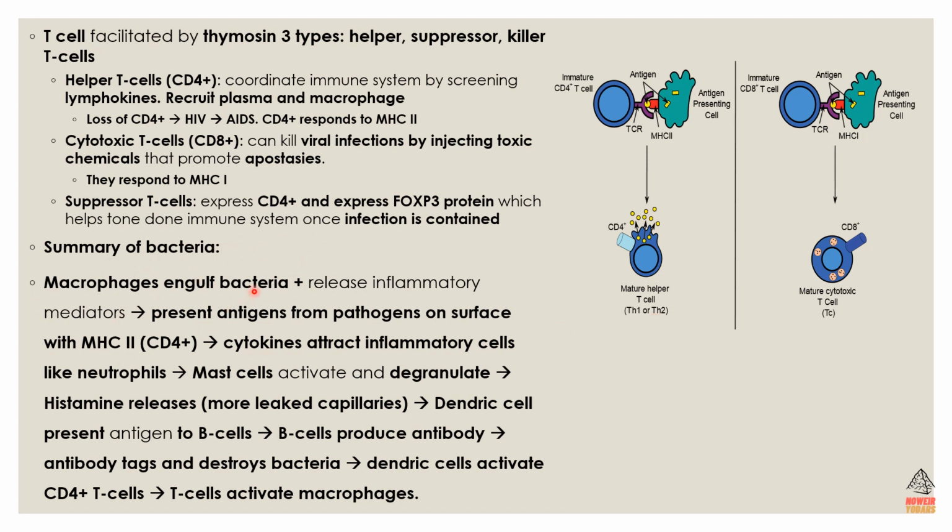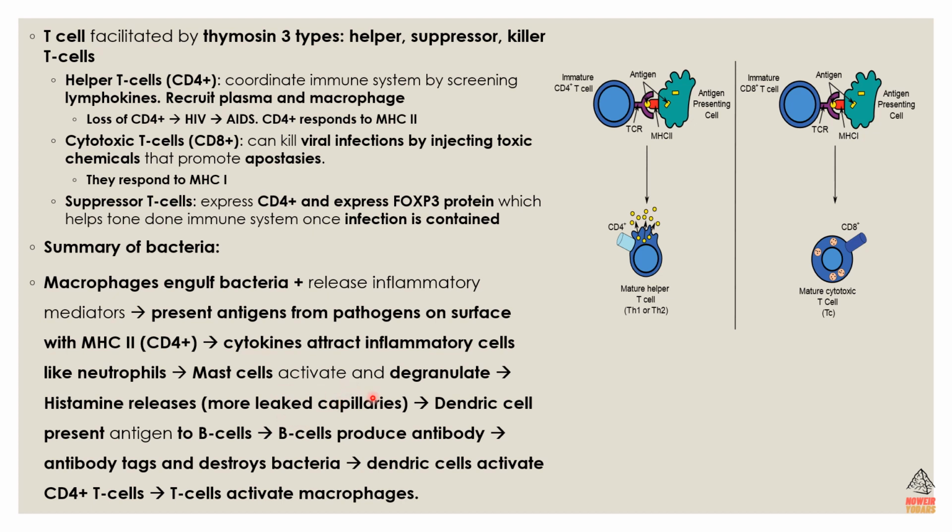Now this is a summary of bacteria. How does a bacteria get engulfed? So macrophages engulf bacteria and release inflammatory mediators. And then you have them present antigens from pathogens on the surface with MHC2. CD4s are the helper T cells that coordinate the immune system and secrete lymphokines. Then cytokines attract the inflammatory cells like neutrophils. These attack the bacteria, like we said.